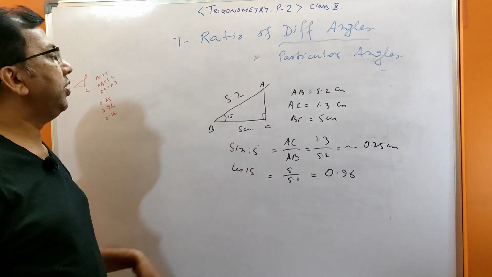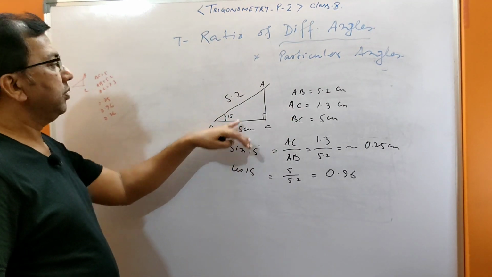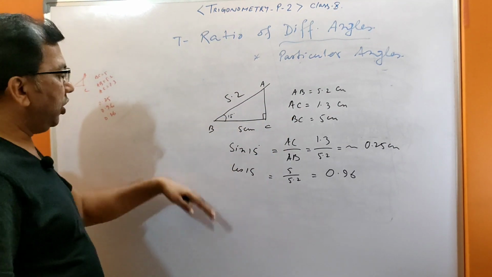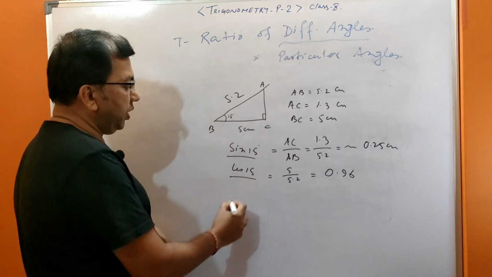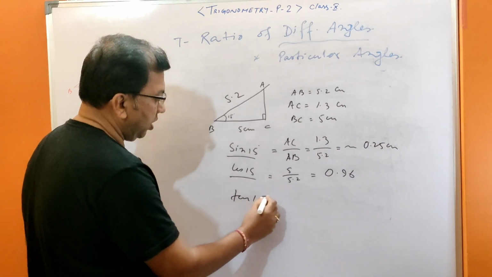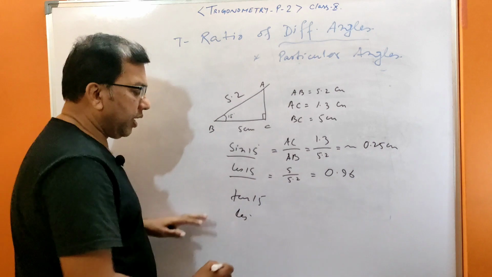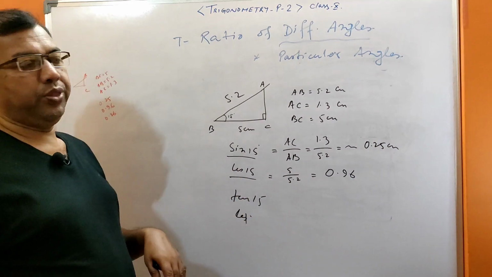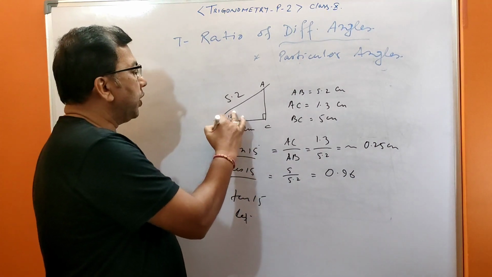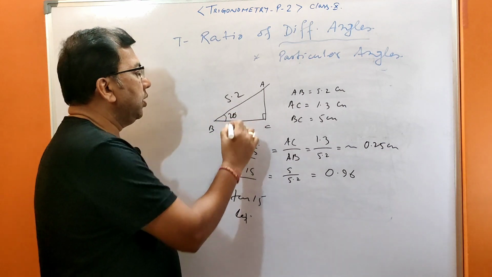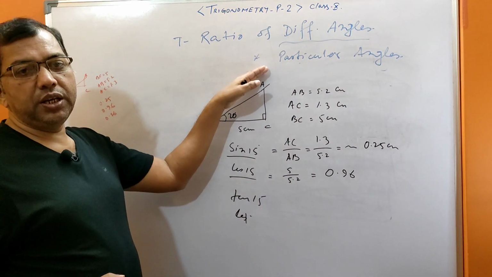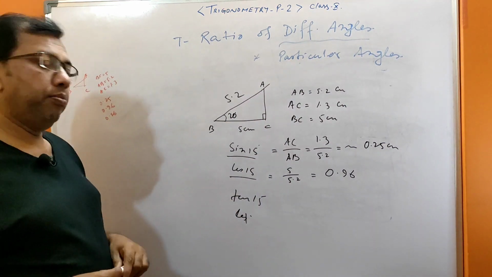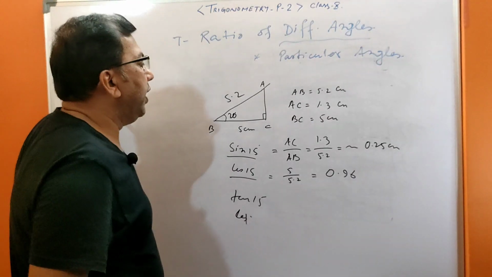You can find out the tan also, this by this, AC by BC. In this way, you can find sin 15, cos 15, tan 15, cot 15, whatever you want. In case of 15, you can find out the value of 20 degree. So draw the angle of 20 degree out here. In this way, it can be measured. Different angles you can measure.